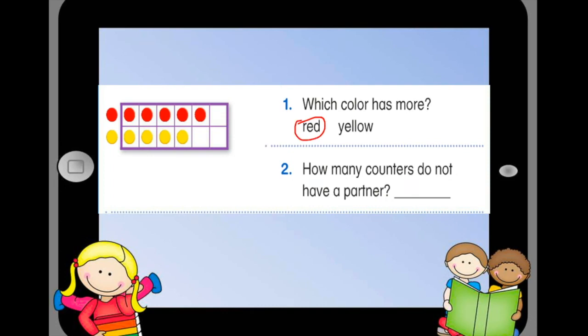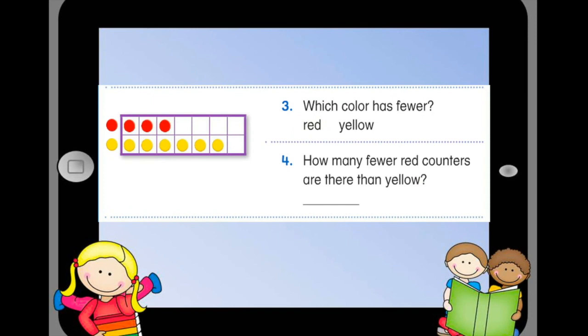Number 2, it says how many counters do not have a partner. So it told us to organize our graph by putting all of the red counters together and all of the yellow counters together, to match them up to be in a pair. However, it's clear to see that there are more red counters than there are yellow. So we need to see how many counters do not have a partner. I've matched up the first groups of pairs that we have here, but now it's clear to see that this red counter does not have a partner. So there's one red counter that doesn't have a partner in this problem.